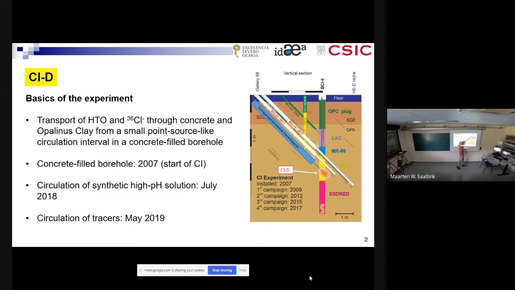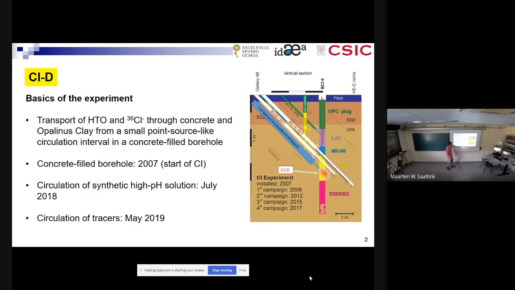So they drill this other borehole, this approach borehole, and then a smaller one. And you circulate tracers to a small interval inside the concrete. And the idea is to see how this is transported through the concrete and eventually through the interface between the concrete and the clay. So the vertical borehole, the BCI6, and the different materials were emplaced in 2007.